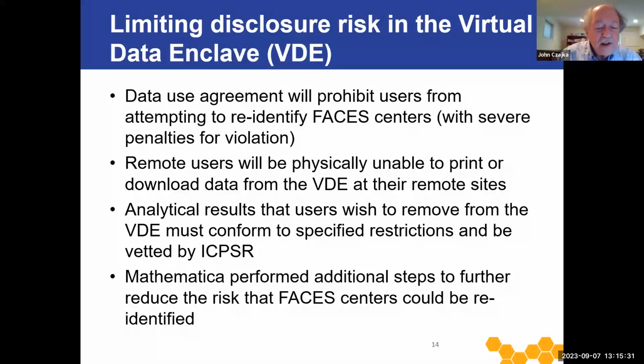Restrictions include, for example, specifications of minimum cell sizes and tabulations, minimum subgroup sizes for estimates of regression equations. These restrictions are highly effective in limiting disclosure risk, but as I will discuss next, Mathematica performs some additional steps to further reduce the risk that individual FACES centers could be re-identified.